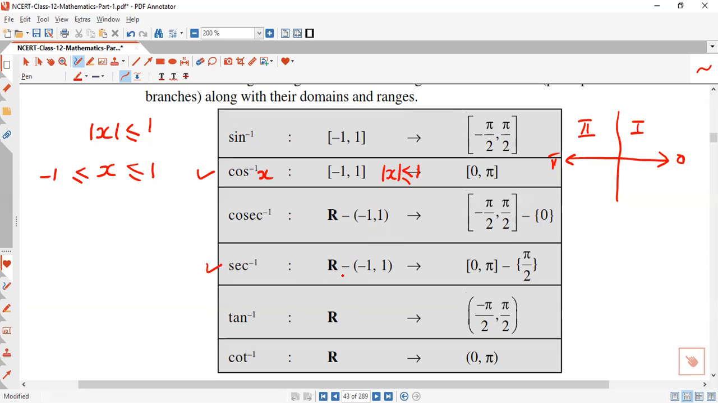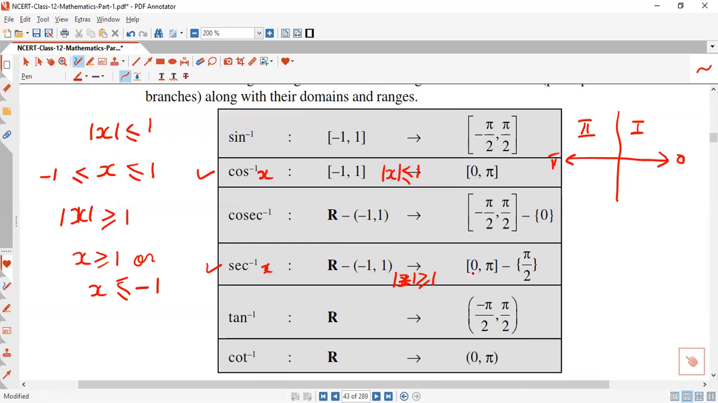Sec inverse x: the domain is all real numbers except the values lying in the range of minus 1 to 1. So again, you can say the domain is mod x greater than or equal to 1, meaning x is greater than or equal to 1, or x is less than or equal to minus 1. The value of x is either less than minus 1 or greater than 1.